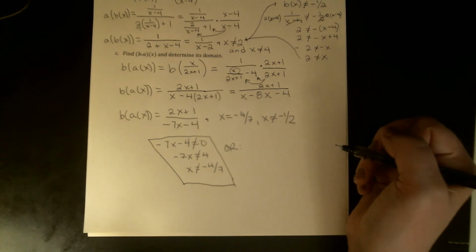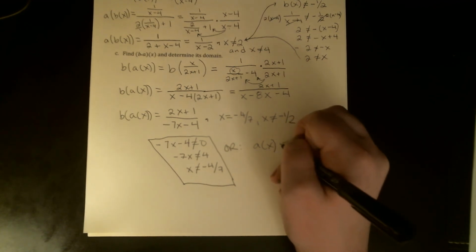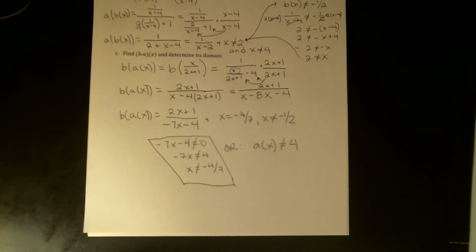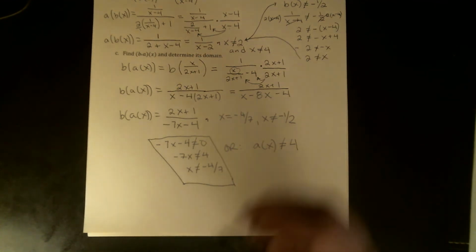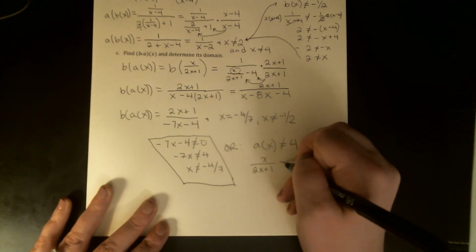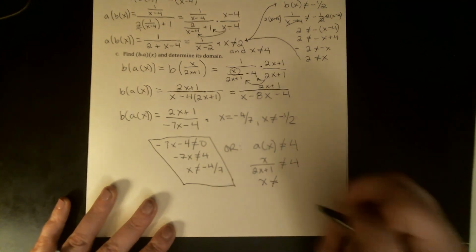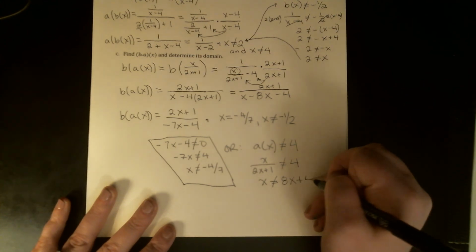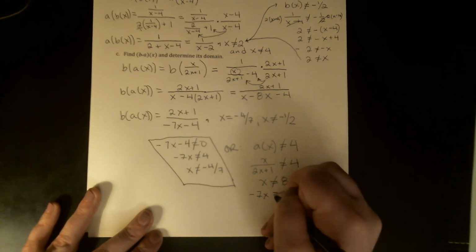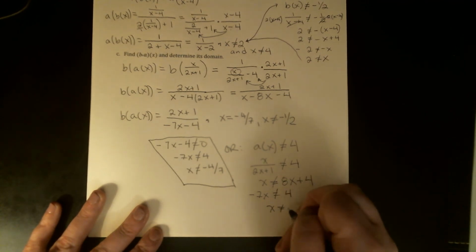What we're worried about is, are there any A of x's that we're not allowed to plug into B? So we want to make sure that A of x does not equal 4, because 4 is not in the domain of B. It's the one and only domain problem that B has. A of x was x over 2x plus 1. So if we want to make sure that that does not equal 4, we're trying to make sure that x does not equal 8x plus 4. Multiply both sides by 2x plus 1, which means negative 7x, subtracting 8x from both sides, should not equal 4, and x should not equal negative 4/7.